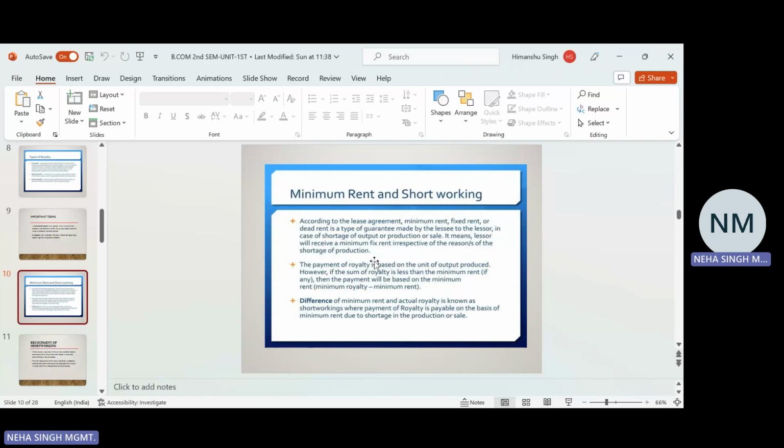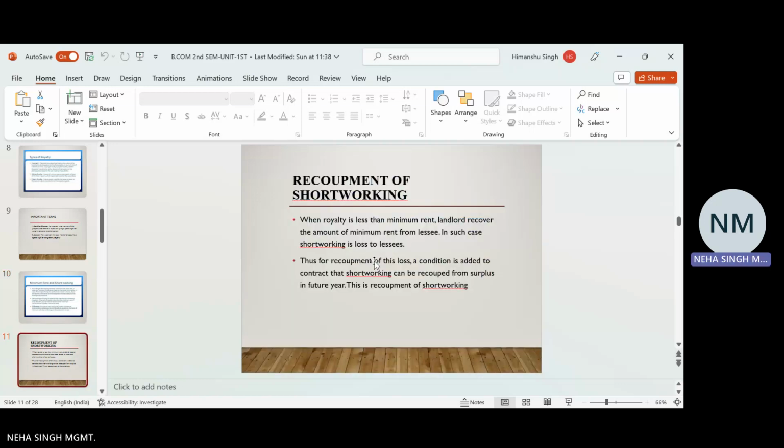तो lessor को जो amount दिया जाएगा, that is minimum rent. Reason behind: in this year the amount of royalty is less than the amount of minimum rent. That's why we will give the amount of minimum rent to the lessor so that he cannot suffer the loss of shortage of production, right?